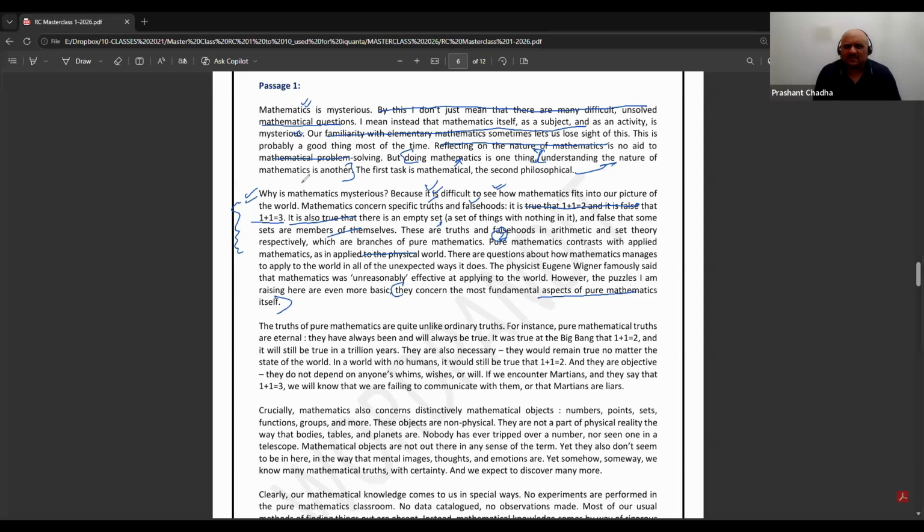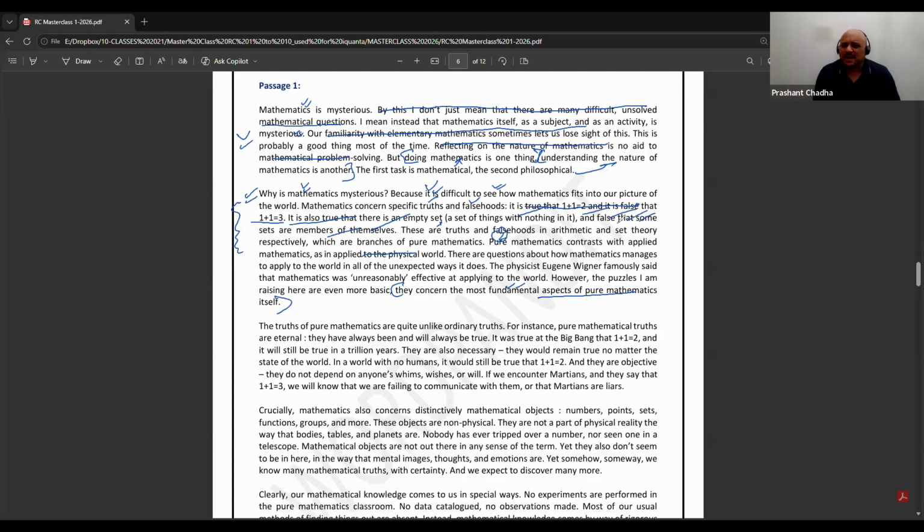From the second paragraph, important information: why is mathematics mysterious? It is difficult to see how it fits into our picture of the world. It has truths and falsehoods. There is pure mathematics, which is different from applied mathematics. The physicist said something which I don't need to remember. If there is a question, I'll come back to it. Otherwise, I don't need to recall this, right? But he is concerned with the most fundamental aspects of pure mathematics. So from our first two paragraphs, this is what you take away and remember. Everything else is stripped out of it.